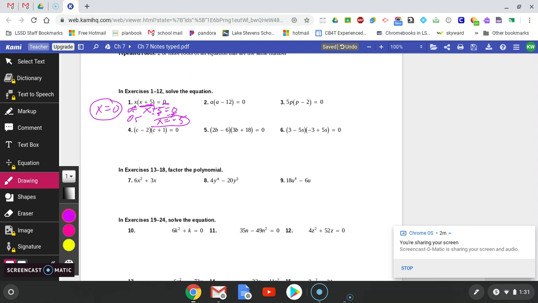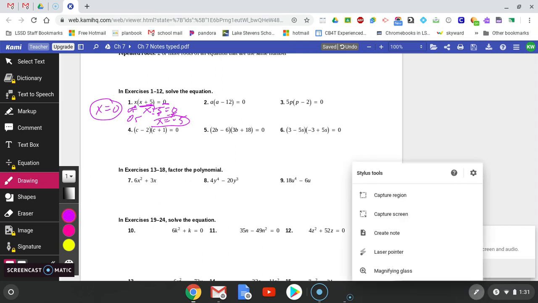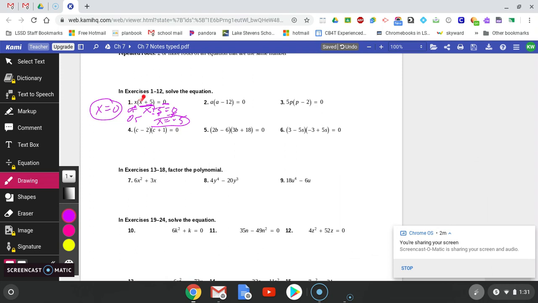And both of those, when I plug it in, will work out. So if I plug in a 0 here and here, I end up with 0 plus 5, which is 5, but 5 times 0 is 0, so it checks out. If I plug in the negative 5, negative 5 plus 5 is 0, and this 0 times negative 5 will still give me 0. So it checks out.